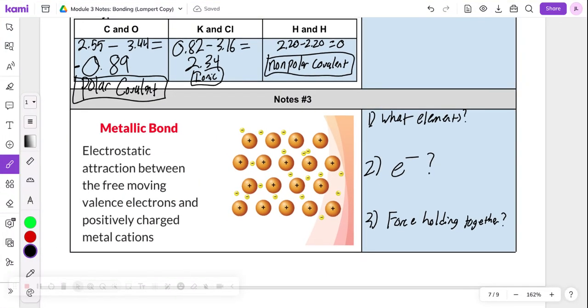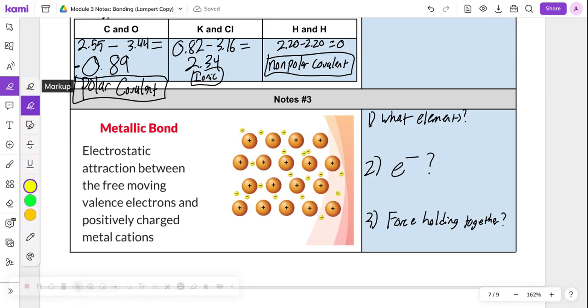So first, for what element? As I read through, I'm going to be looking for metal, non-metal, or metalloid here. It says there's an electrostatic attraction between the free moving valence electrons and positively charged metal cations. Now this makes sense that a metallic bond is made of metals, right? So when you're looking at any compound that is only metal atoms, that would be a metallic bond.